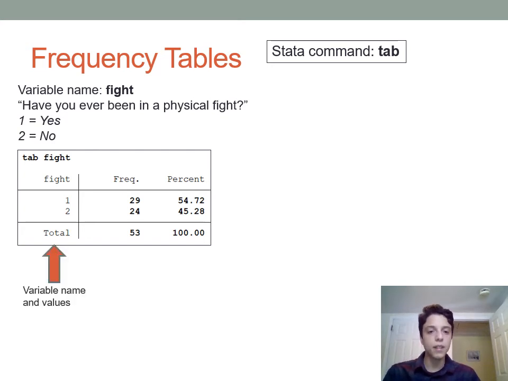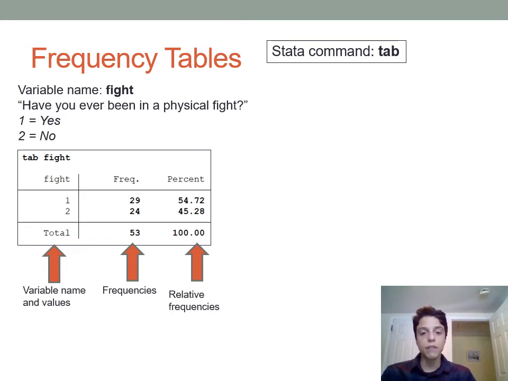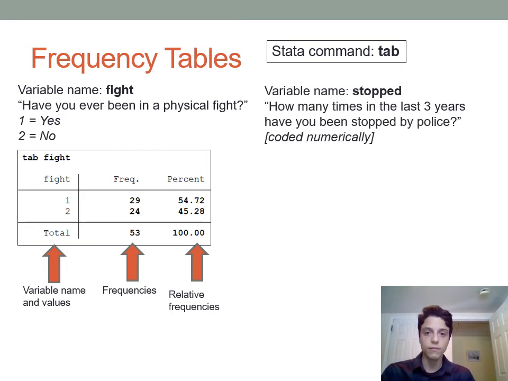So we have the variable name and the different values that are coded to correspond to different variable attributes. You have the frequencies, and here you have relative frequencies as well.